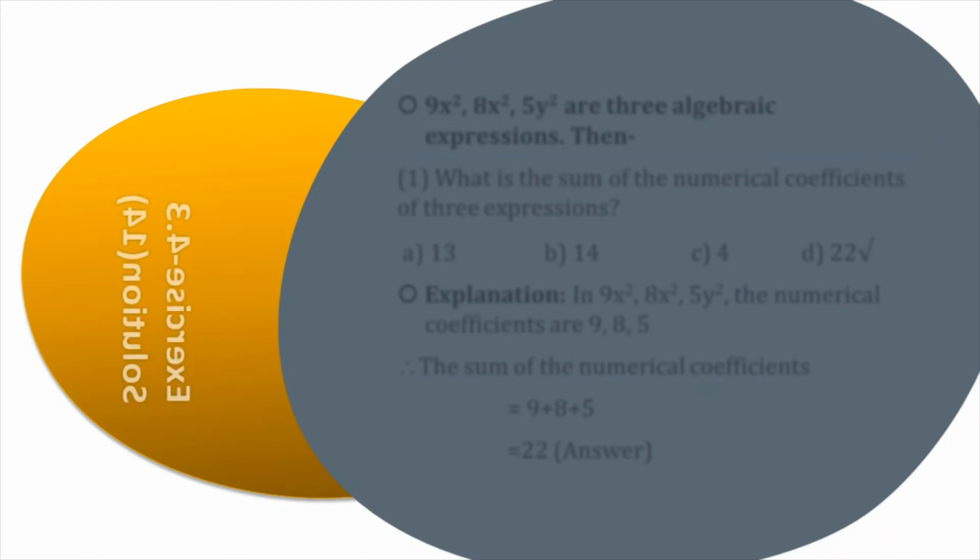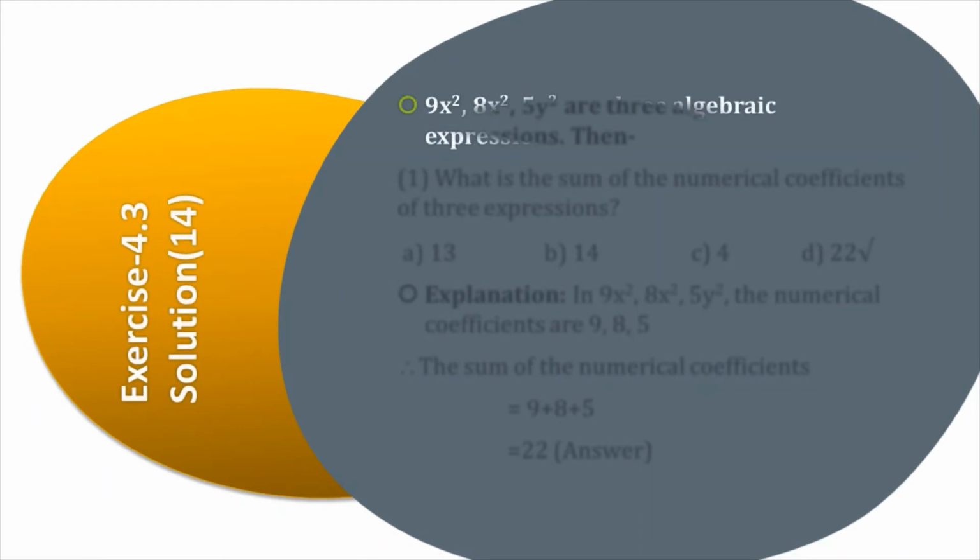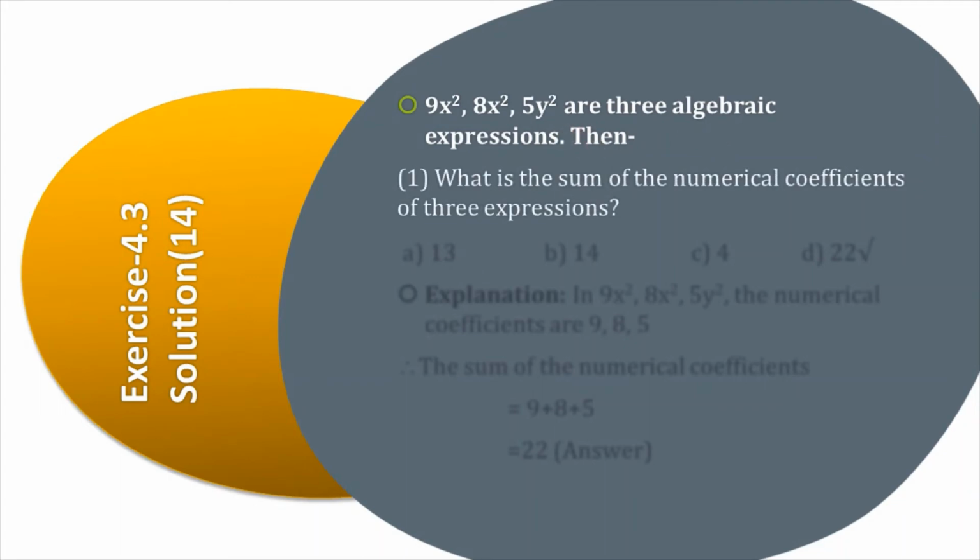Now question number 14: 9x², 8x², 5y² are three algebraic expressions. What is the sum of the numerical coefficients of the three expressions? The answer will be, my dear, 22, that is the tick mark.